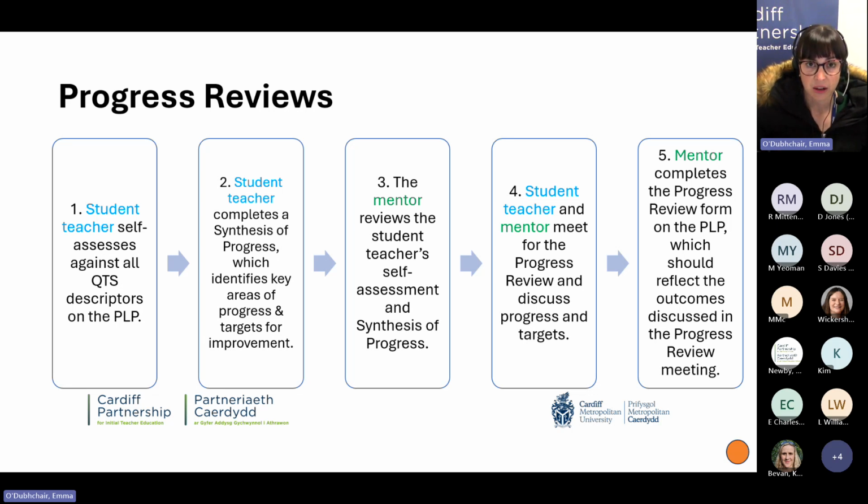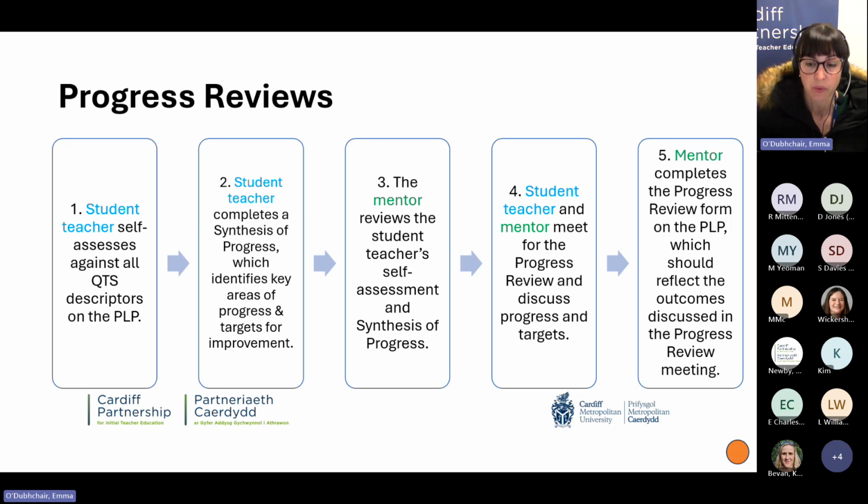Based on their self-evaluation and self-assessment, they will complete a synthesis of progress. I'm going to give you an overview of what that includes in a moment so that you know what the expectation is. But ultimately, it will help them to identify their areas where they've made the most significant progress since the start of placement one, but also to provide some clear targets that they will be working towards in preparation for progress review 2, which will happen at the end of clinical practice 1.